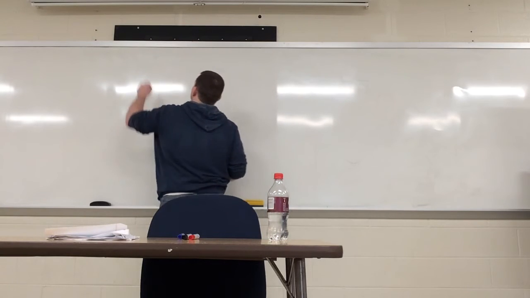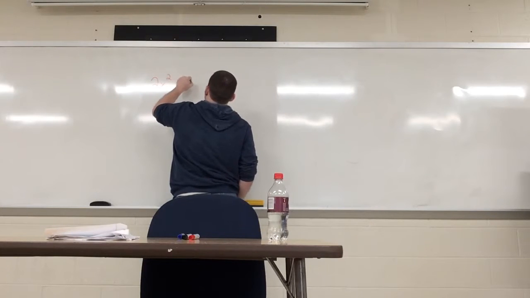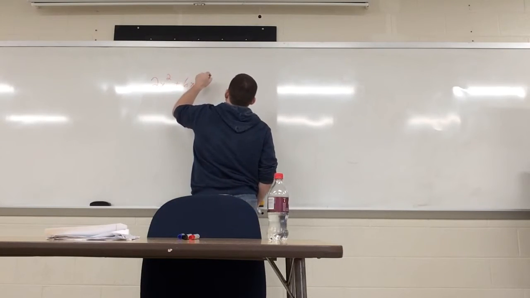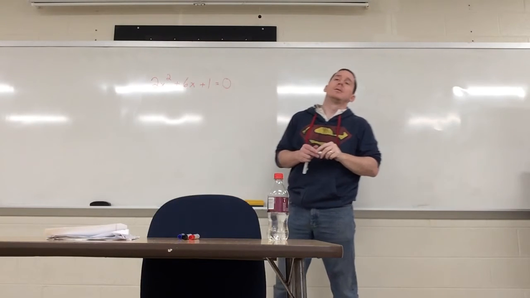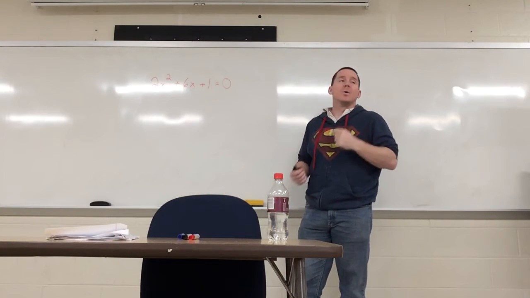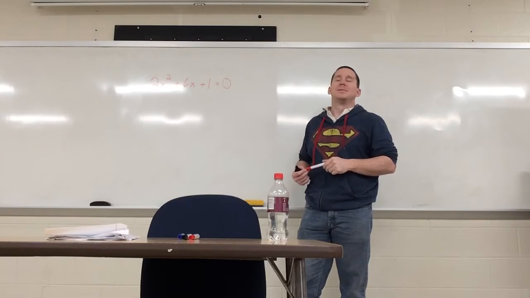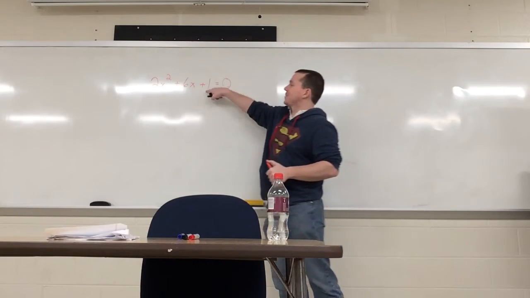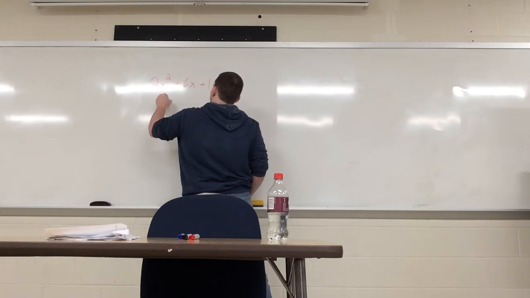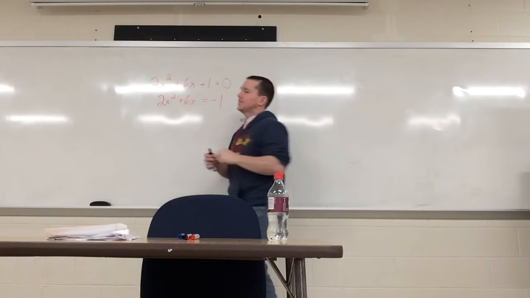So suppose we have 2x squared plus 6x plus 1 equals 0. We want to complete the square again. What's the first step? Isolate the quadratic term and the linear term, right? So in this case, subtract the 1 over to the right. So we get 2x squared plus 6x equals negative 1.